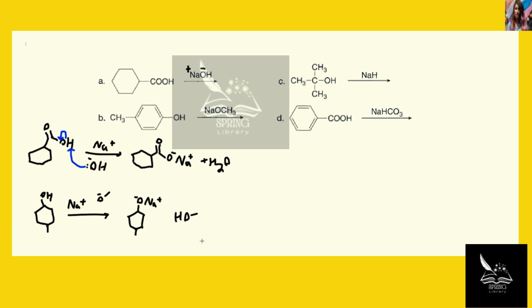And now in C, what we have is another alcohol, a tertiary alcohol. But now we have sodium hydride, so an even stronger base. Sodium hydride is not nucleophilic. It's a very strong base. Once again, hydrogen does not like being negatively charged. It just wants to be neutral. The only way it can be neutral is if it picks up another hydrogen. The most acidic hydrogen on this molecule is this alcohol's hydrogen. So we'll pick that up, making hydrogen gas, and in the process making a tert-butoxide anion.